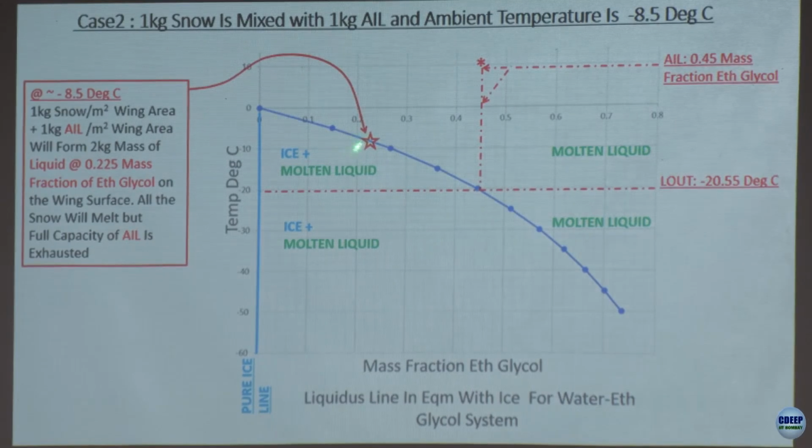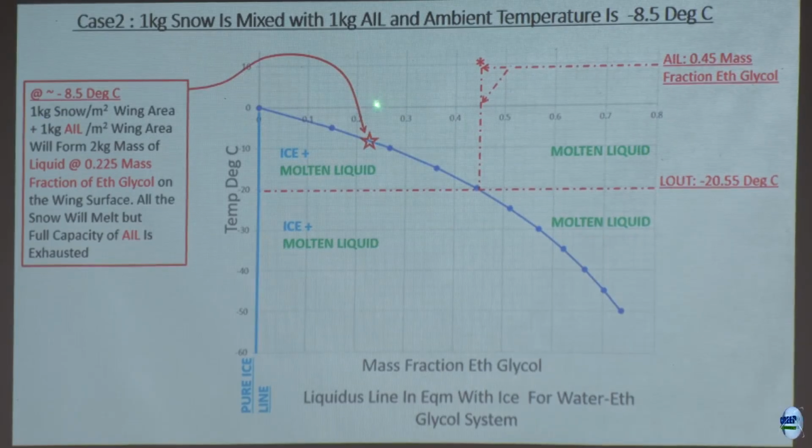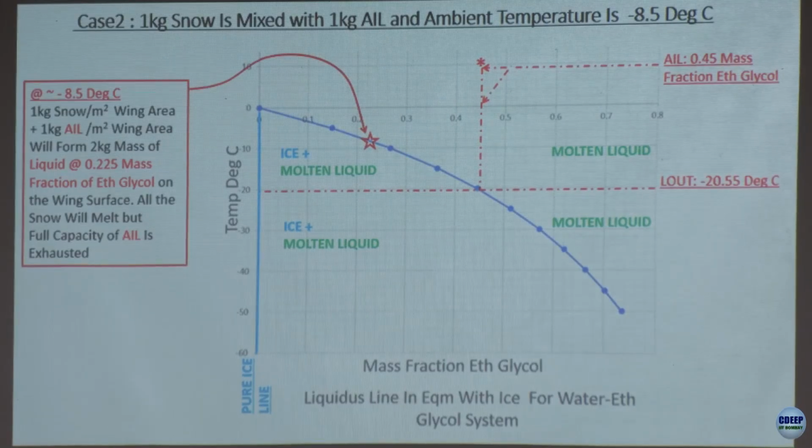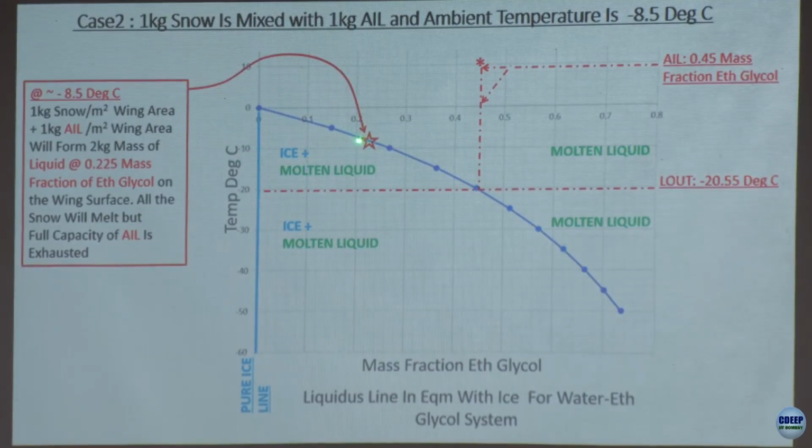This is the liquidus line. So when you are here at this particular point, fine. So minus 8.5 is this particular point, fine. So at this point, when you drop this line, 1 kilogram of ice mixed with 1 kilogram of the anti-icing liquid brings the ice to this particular point. What it means is that the 1 kilogram of ice or snow is completely molten in presence of 1 kilogram of anti-icing liquid at minus 8.5 degrees centigrade. Okay, is this clear now?